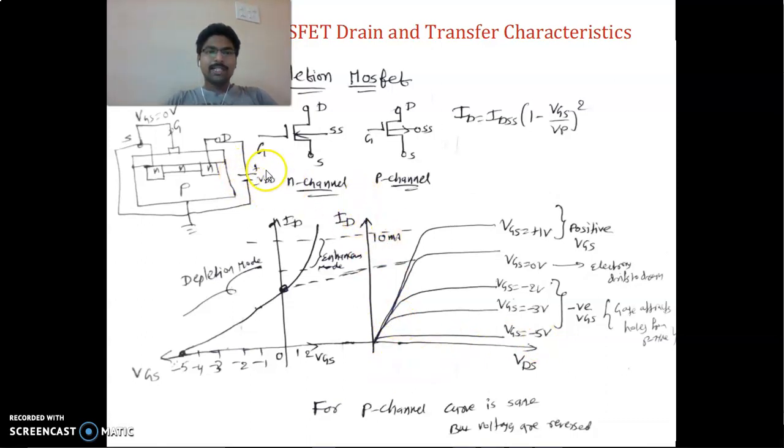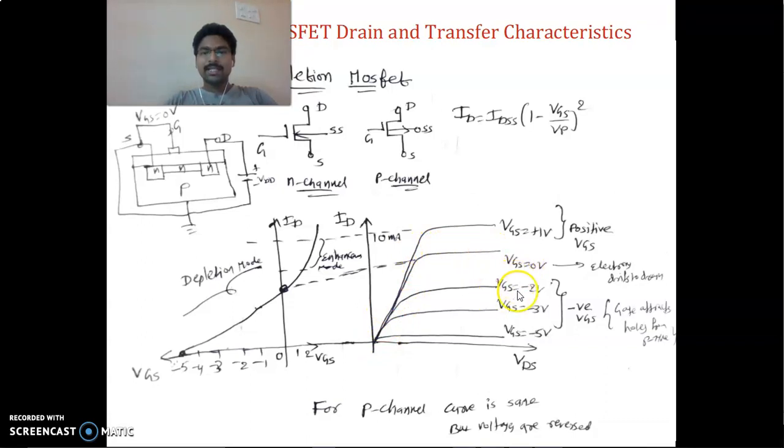As VDD increases, what happens to the ID current? Here I am keeping VGS equal to 0 volts first. If VGS is equal to 0 volts, what will happen here? As we increase the VDD, VDS is increasing, and hence this positive terminal attracts these electrons. So that's why electrons flow from source to drain. That's why the current is increasing, and the constant current will occur when VGS is equal to 0.